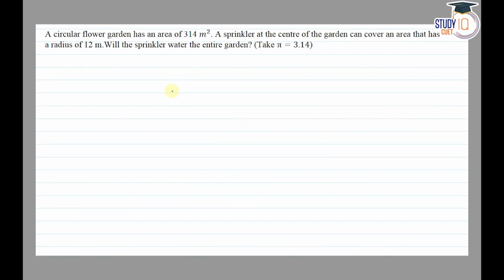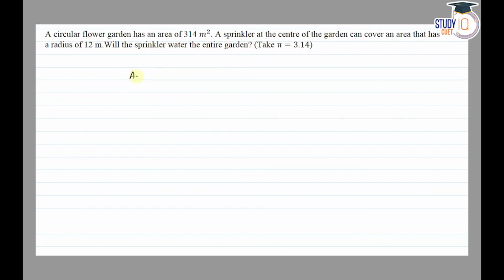The question says that a circular flower garden has an area of 314 meter square. A sprinkler at the center of the garden can cover an area that has a radius of 12 meter. Will the sprinkler water the entire garden?